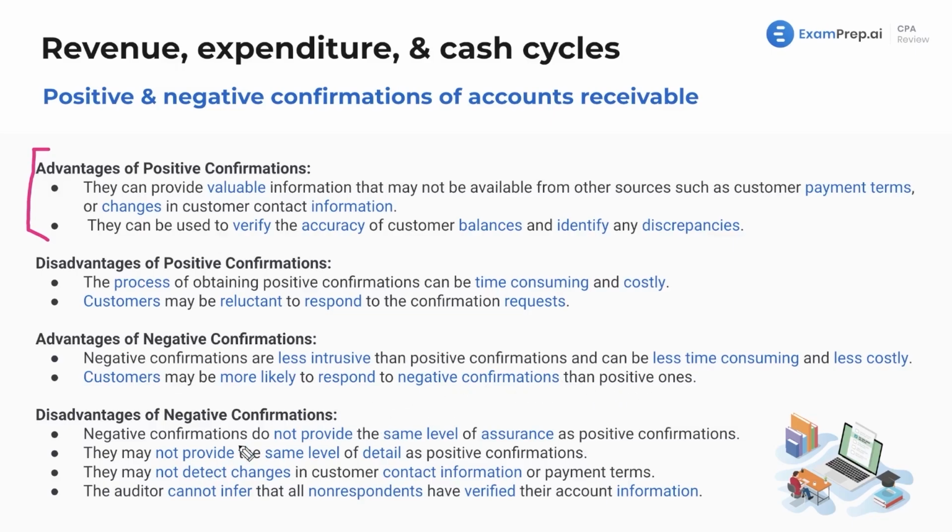consuming for everyone. The disadvantages here, they do not provide the same level of assurance as positive confirmations. They may not provide the same level of detail as positive confirmations, right? We just know they're less effective there. They may not detect changes in customer contact information or payment terms. Lastly, the auditor cannot infer that all non-respondents have verified their account information.